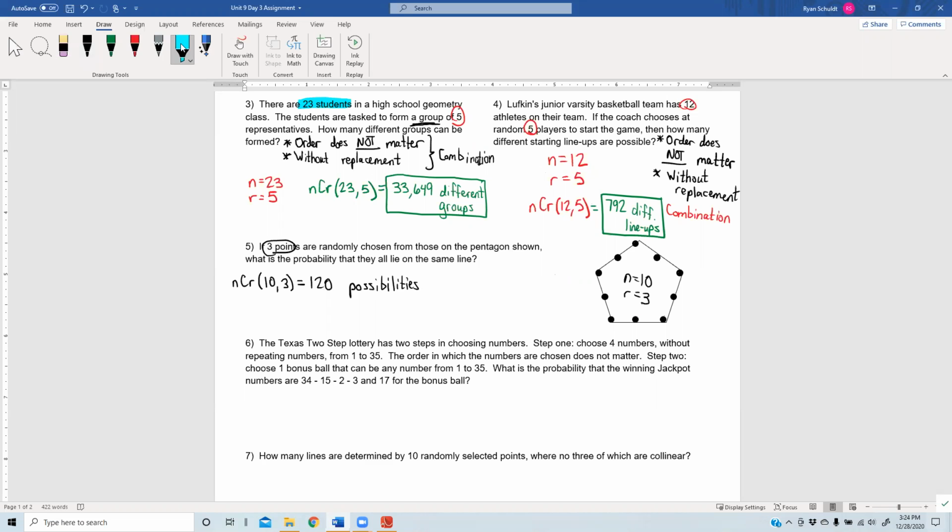Now we have to figure out how many ways are desirable. Well, we need to have 3 in a row. So there's 1, 2, 3, 4. There's 5 favorable ways.